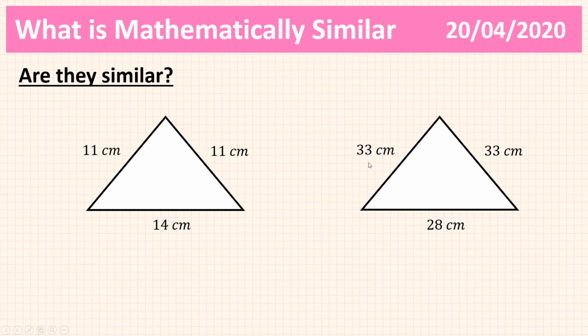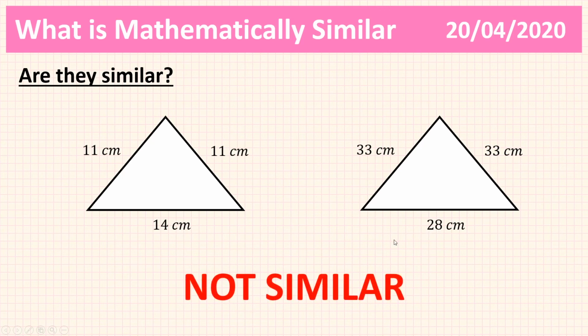11 to 33 is timesing by 3, so we're okay. 11 to 33 is also timesing by 3, so far we think the scale factor is 3. 14 times 3 is not 28. So this one would not be similar. It's really important that we make sure we consider all three sides in a triangle, not just two like we would in a rectangle or a square.